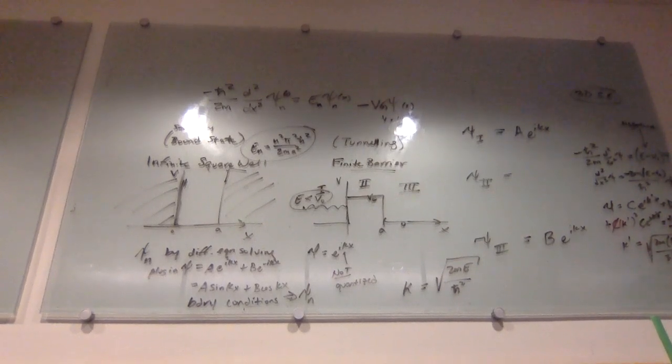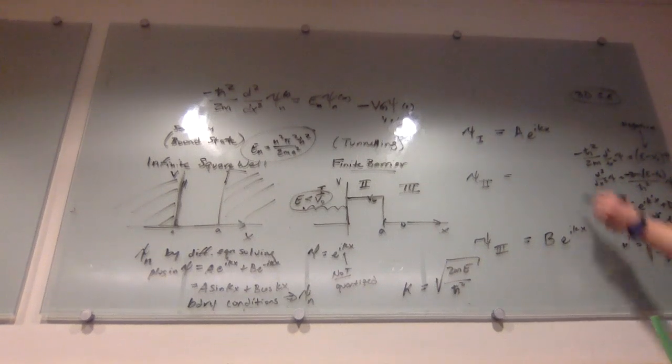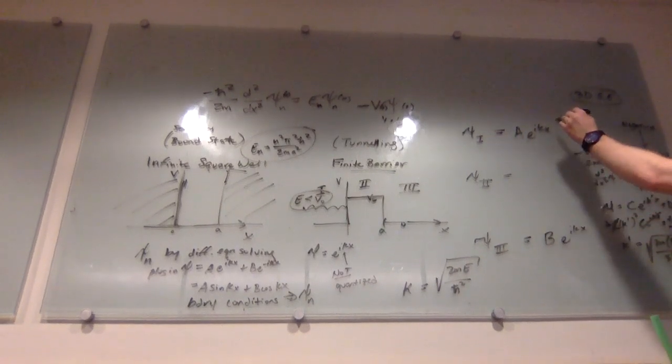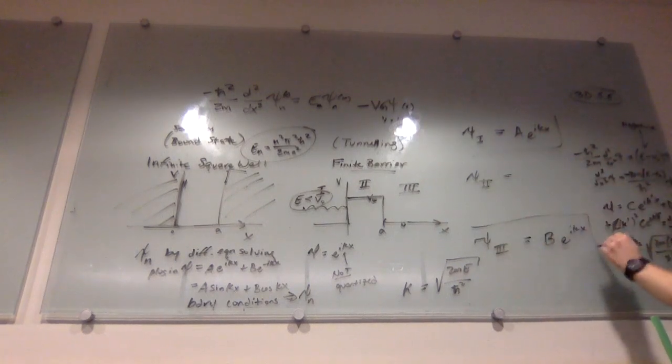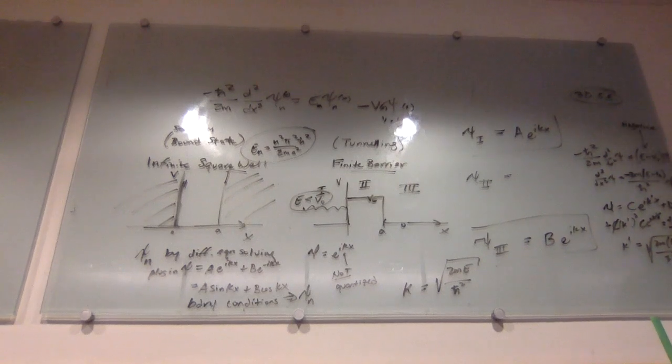Okay, so now the solution for the middle. Remember, this is all in region 2. Region 1's here, region 3's here. This is all in region 2. You know it's in region 2 because there's a V naught.